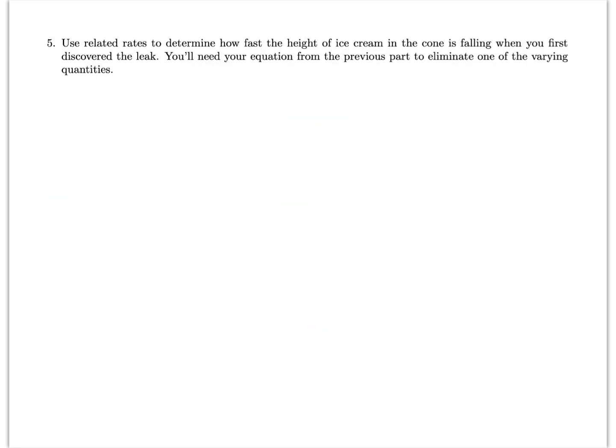Okay, for the last question, now we're going to solve a related rates problem. It says use related rates to determine how fast the height of the ice cream in the cone is falling when you first discovered the leak. So you'll need your equation from the previous part to eliminate one of the varying quantities. So let's see, what do I know and what do I want to know?